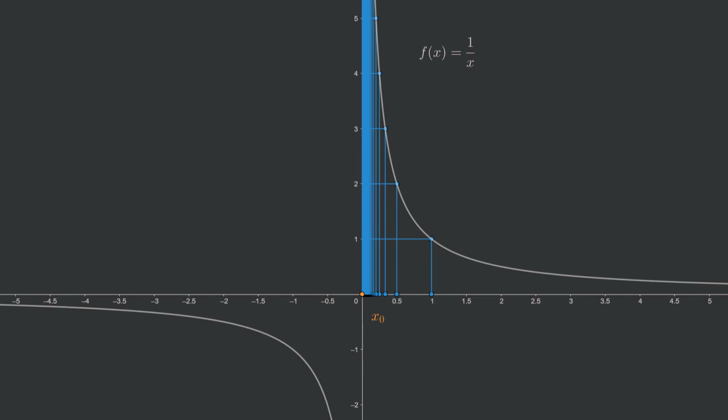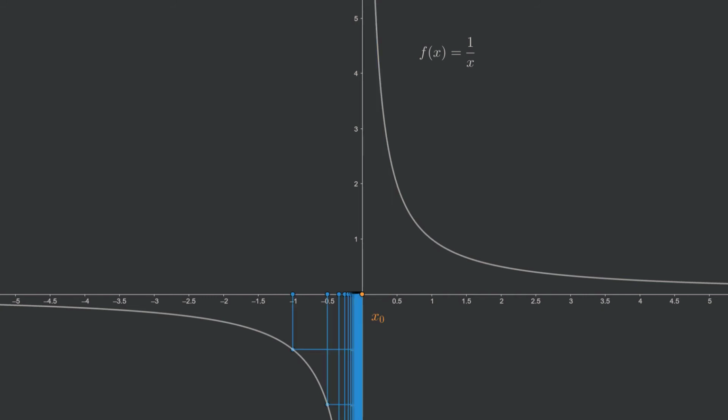In the case of the function 1 over x, at 0, the function values of all sequences which come from the right-hand side go to plus infinity. The function values of all sequences coming from the left-hand side, however, converge to negative infinity. So again, that function is neither right nor left continuous at 0. But here we need to be careful because there's a subtlety involved. Because do we need to care about the point 0 anyway? The point 0 is not included in the domain of that function, because that function is not defined at 0.